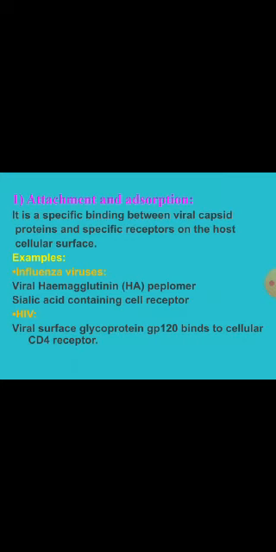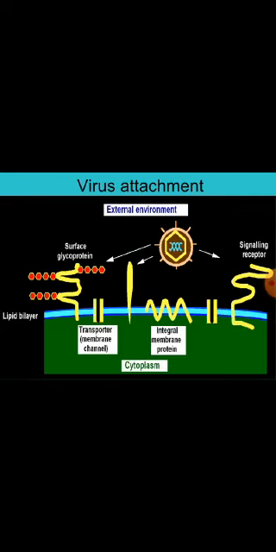Attachment of viruses and adsorption to the host cell requires specific binding between viral capsid proteins and a receptor on the host cell. For example, influenza virus has viral hemagglutinin, a peplomer, that binds to a specific cell receptor containing sialic acid. HIV has a specific surface glycoprotein that binds to the cellular CD4 receptor on T helper cells.